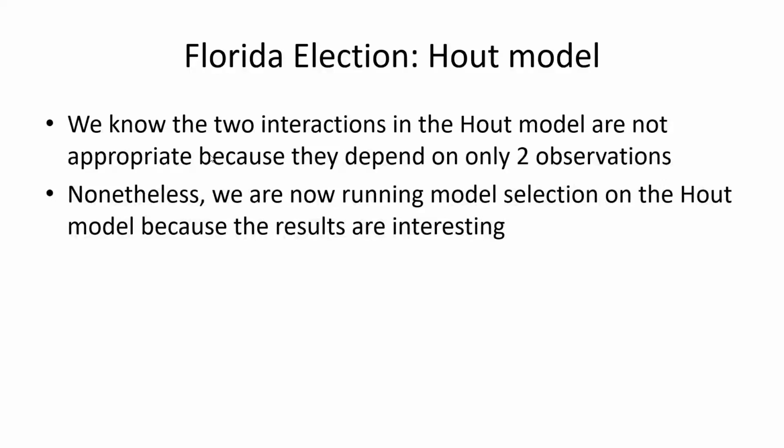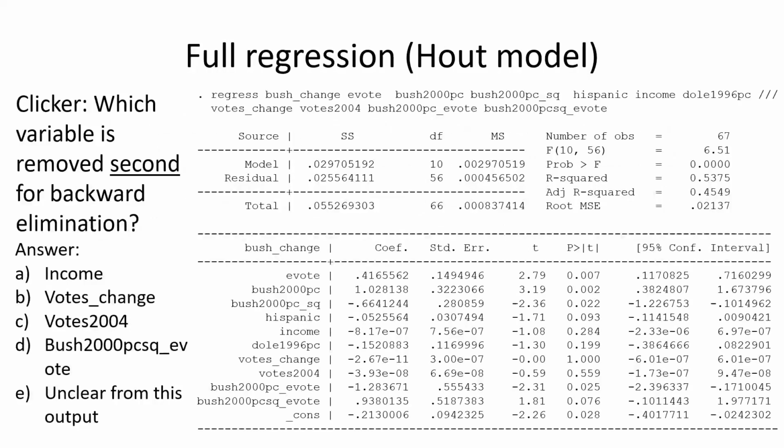So let's look at what forward selection and backward elimination do for the Hout model. We know that there are two interactions in the Hout model that we probably don't want because they only depend on two observations. But we will include them here now to see what happens with the model selection procedure. Maybe they get rid of them.